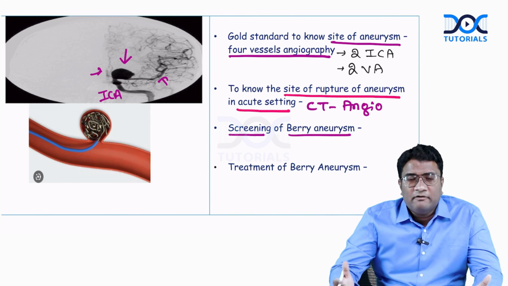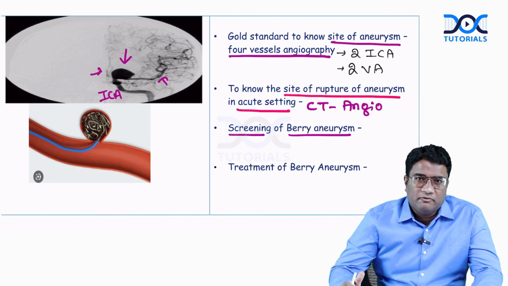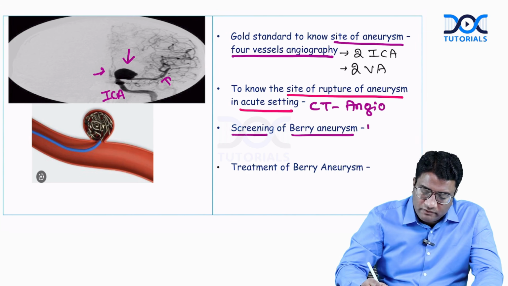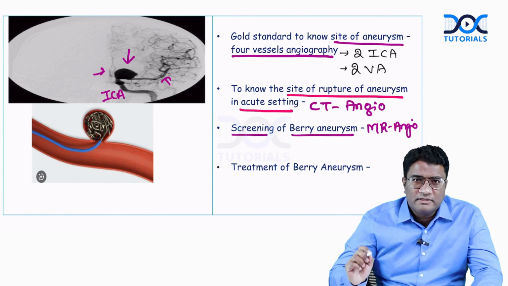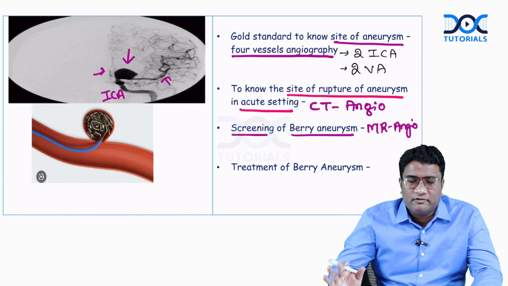You have time. And we know MRI is time consuming, but it is a better imaging for neurovascular imaging. So for screening of aneurysm, what would be better? MR angiography would be better. The gold standard is actually catheter angiography, that is 4-vessel angiography. The gold standard to know the site of aneurysm.